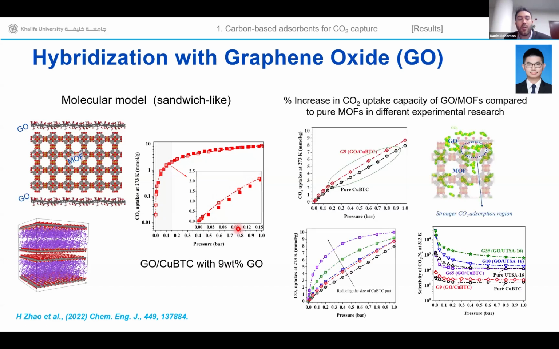And then he explored the influence of having different amounts of graphene oxide on the performance. And of course, there was a moment in which you just reach a plateau, but the amount that is absorbed when compared to the original structure is more than, in this case, let's say 50, 20, 80% of the capacity. And by having this, of course, you are also improving the selectivity. You are also reducing the energy requirements. And this is mostly due to the creation of these additional absorption regions in between the two materials.